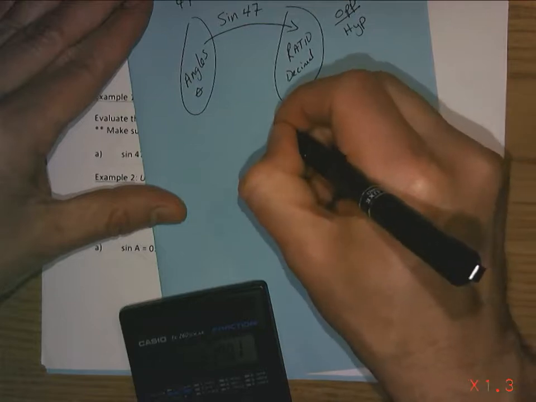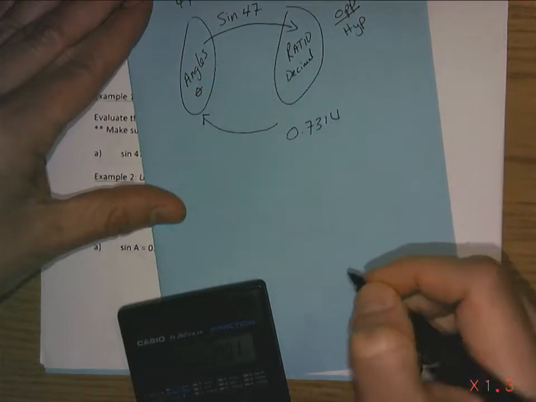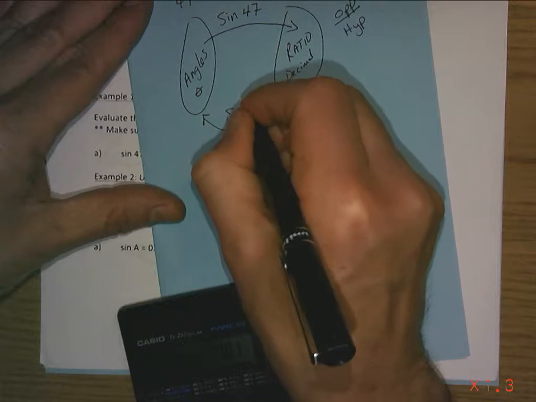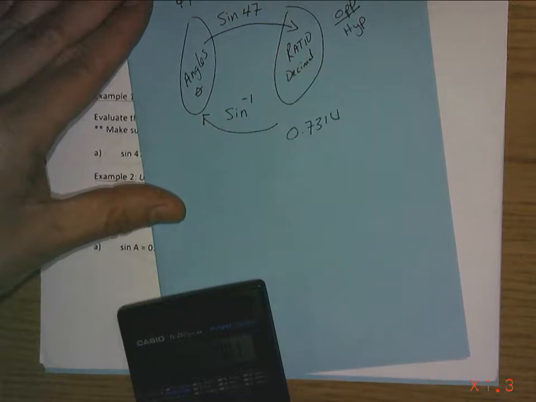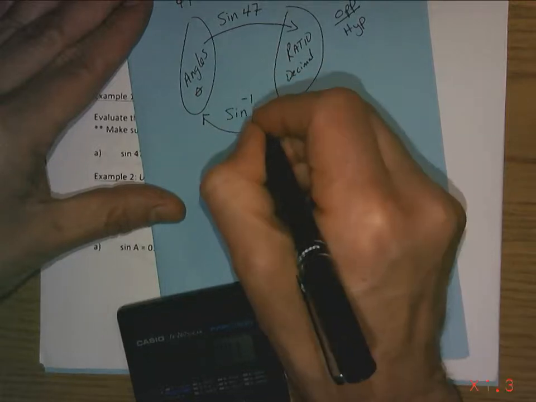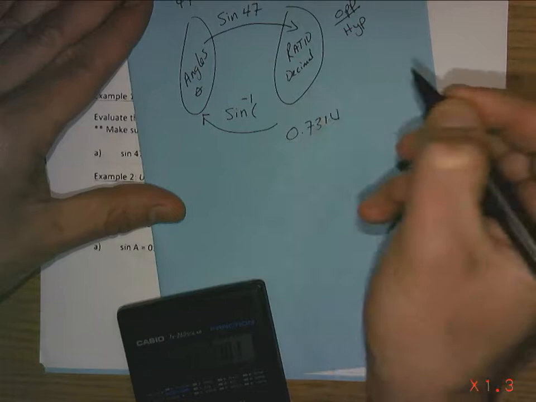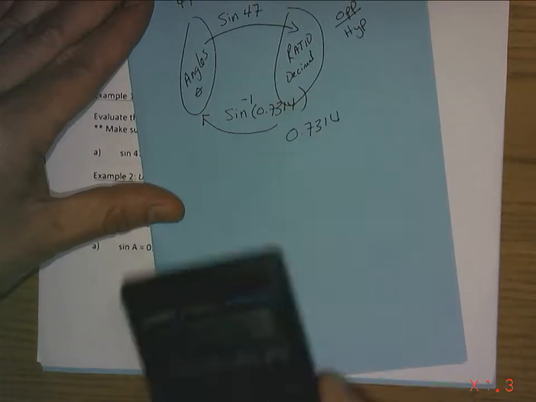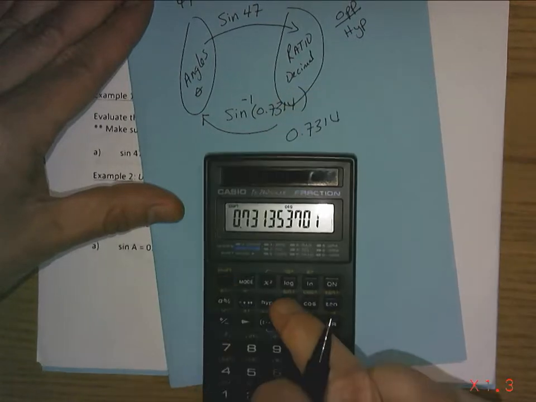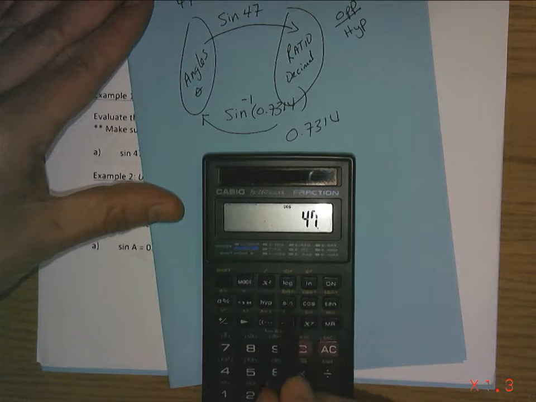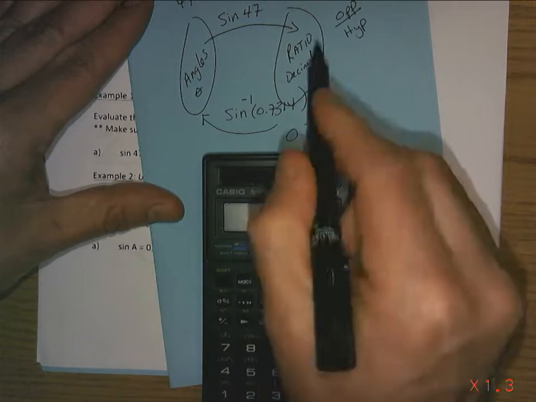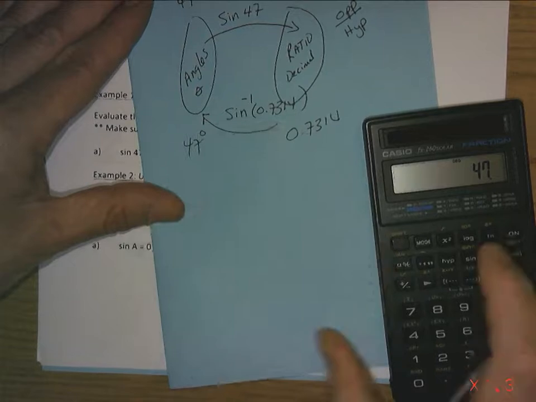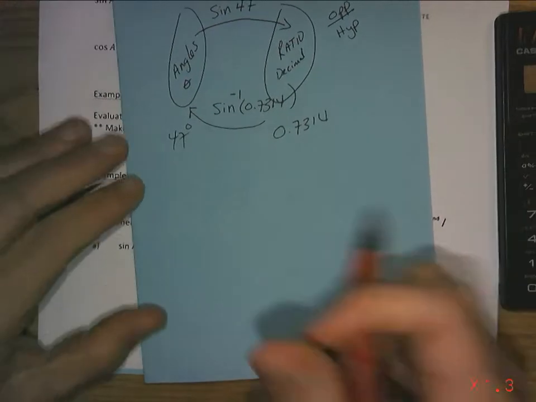So then if I take 0.7314 and go backwards, so not using the same function but using a reverse function, we call that an inverse. Yes, we call that the inverse function. So that's sine inverse of 0.7314. And when you do that, shift sine inverse. Now remember, I hit shift to get the sine to the -1. That's inverse. It takes me back to 47 degrees.